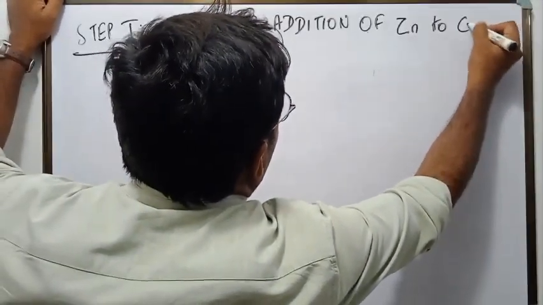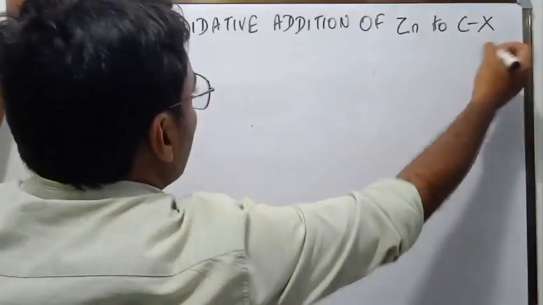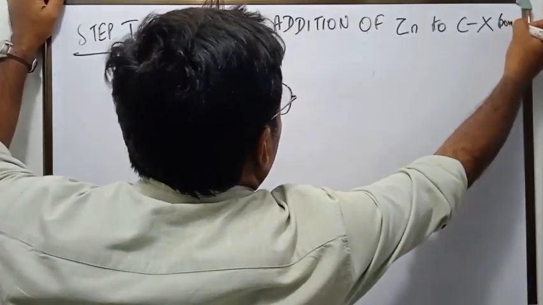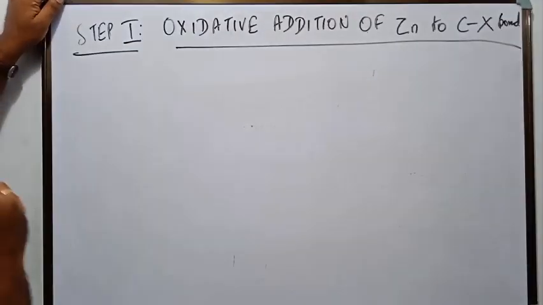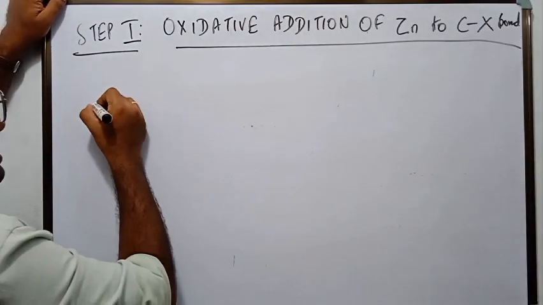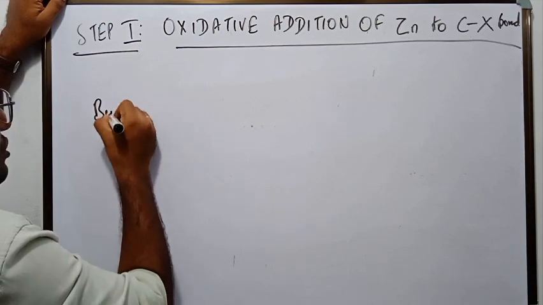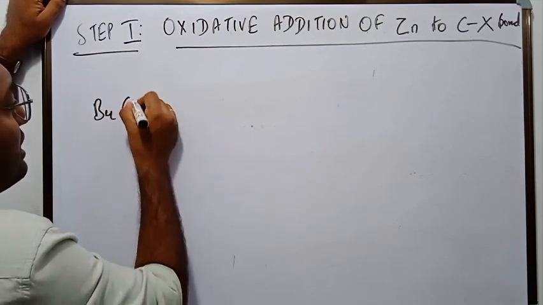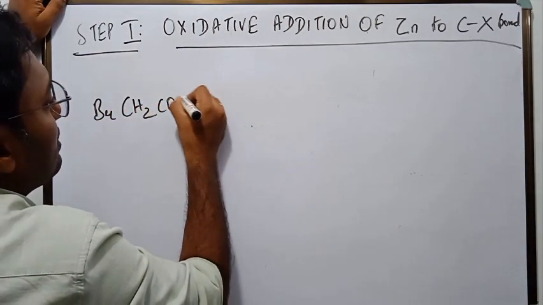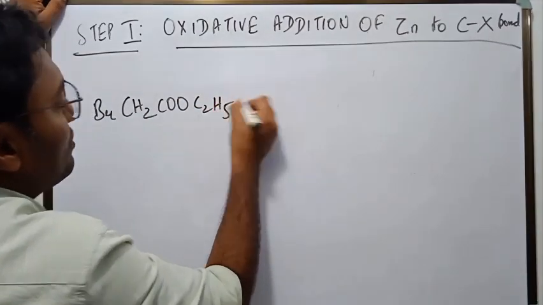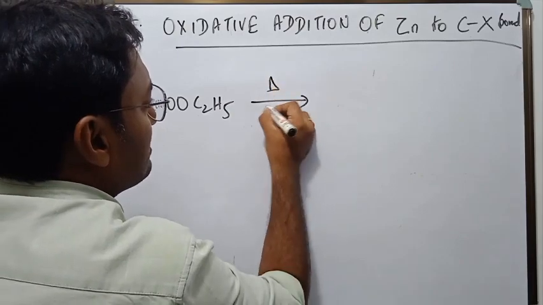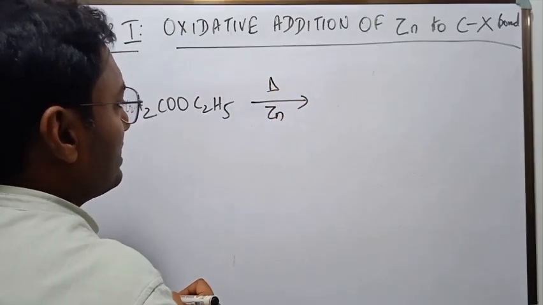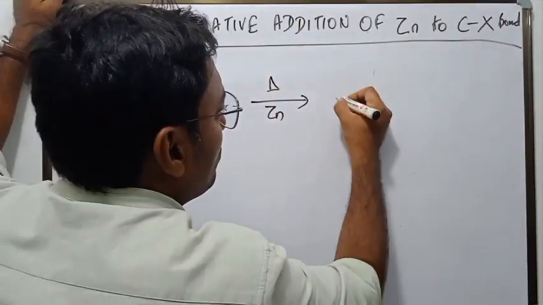Oxidative addition of zinc to the carbon halogen bond. Let us see what happens, and then I will explain the reaction. So this is our alpha halogenated ester, right? I am going to apply some heat in the presence of zinc dust. Let's see what happens now.